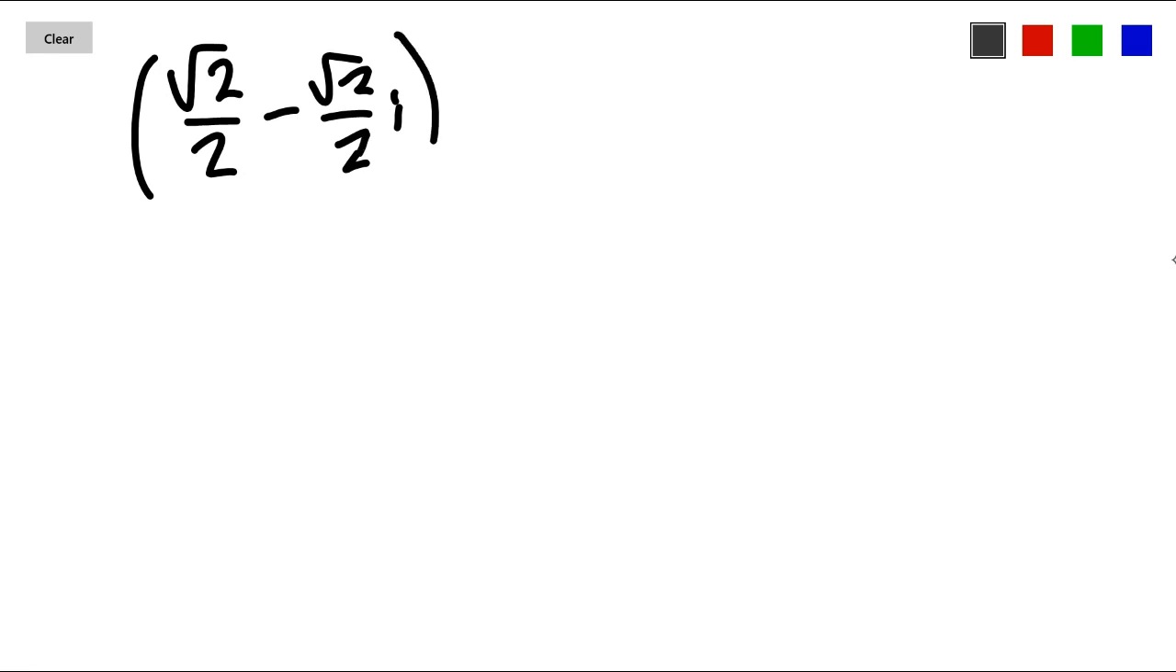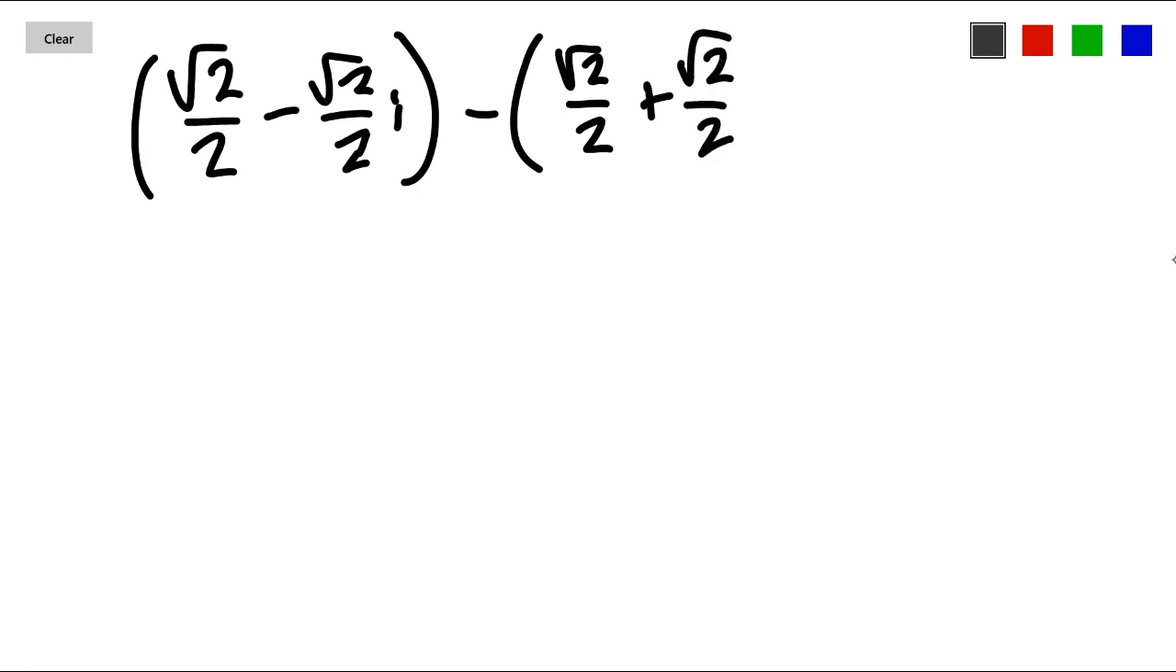So another example of this, let's say I had the square root of 2 over 2 minus the square root of 2 over 2i. And I want to subtract that with the square root of 2 over 2 plus the square root of 2 over 2i. So the same thing applies. We're going to make our real number group. So in the real number group, I have square root of 2 over 2 minus the square root of 2 over 2.